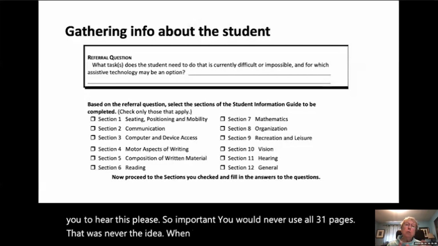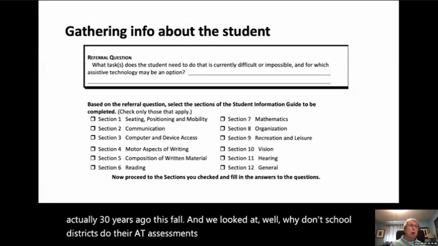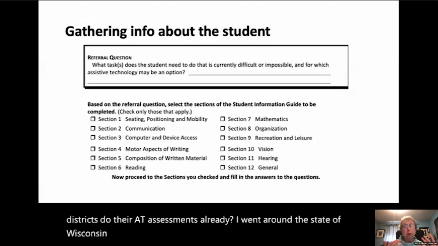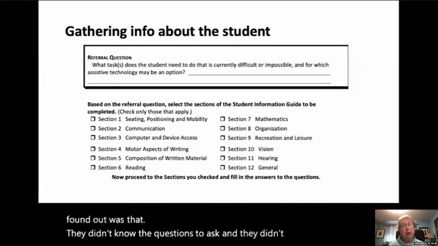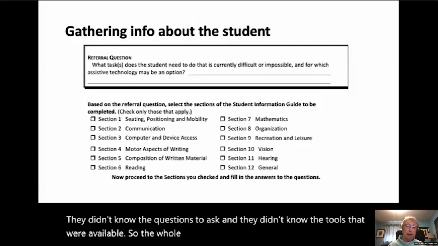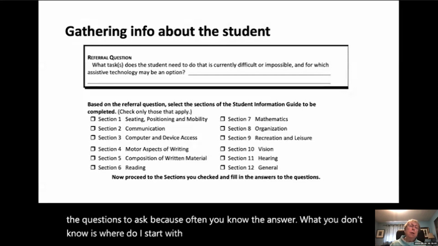When we first started with WATI, way back, actually 30 years ago this fall, we looked at, well, why don't school districts do their AT assessments already? I went around the state of Wisconsin and I talked to people in dozens of districts. And what I found out was that they didn't know the questions to ask and they didn't know the tools that were available. So the whole WATI process is based on helping you get the questions to ask, because often you know the answer. What you don't know is, where do I start with what questions? So the Student Information Guide is that starting point.